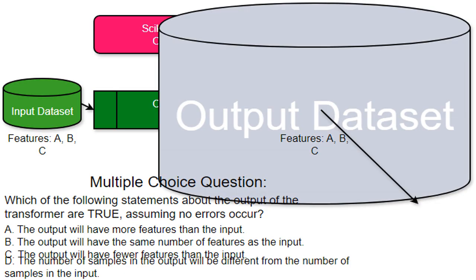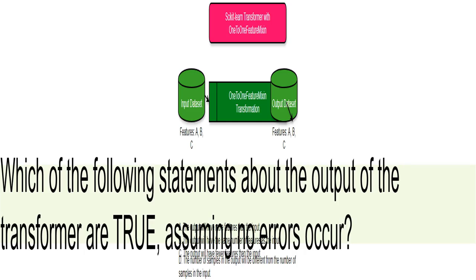This is the question we need to answer. It asks about the output of a scikit-learn transformer using the OneToOneFeatureMixin. I'll break down each option. This sets the stage. We're assessing the impact of the OneToOneFeatureMixin on the number of features and samples in the dataset after transformation.